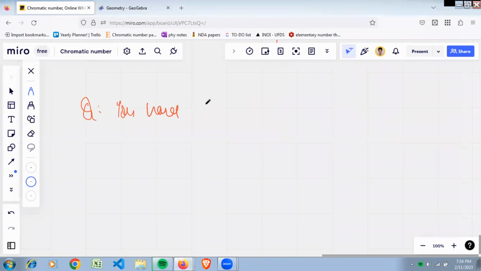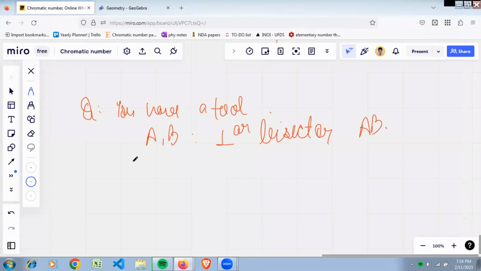You have a tool. What it does is, given two points A, B, it will construct the perpendicular bisector of AB.